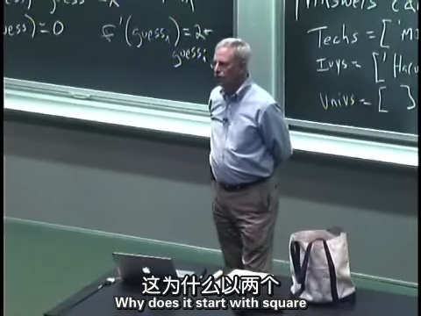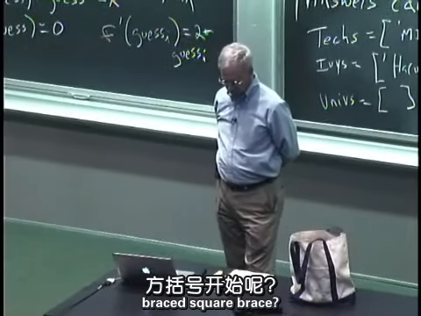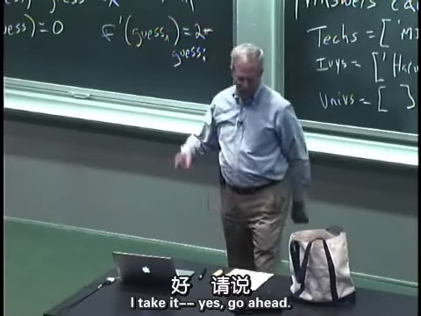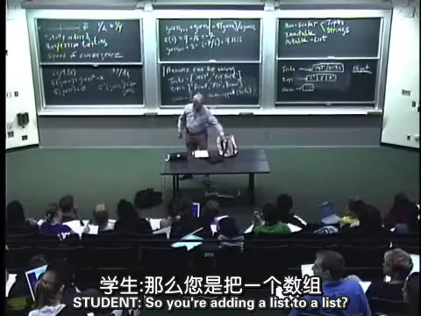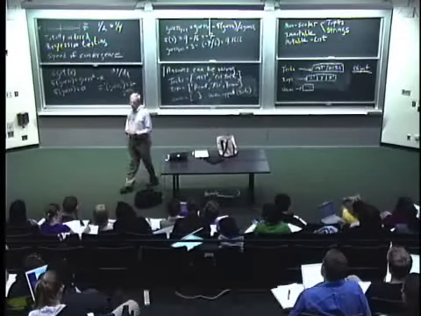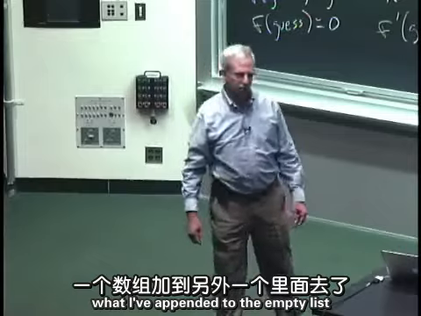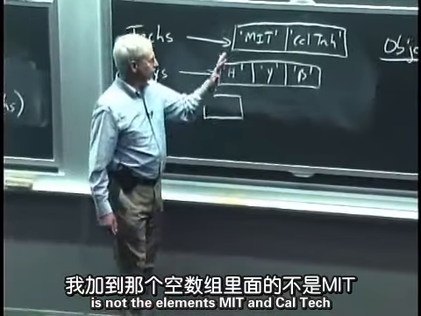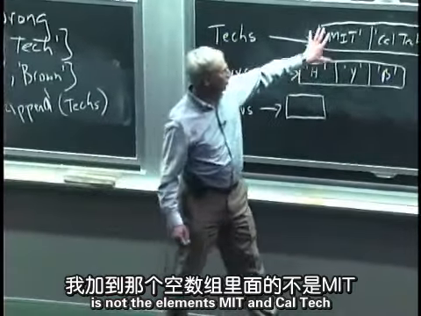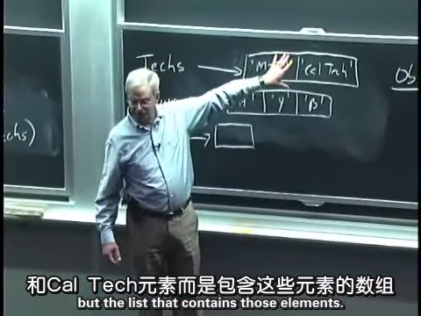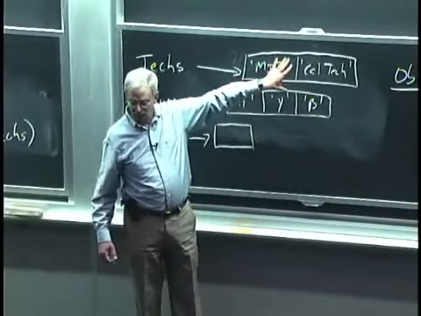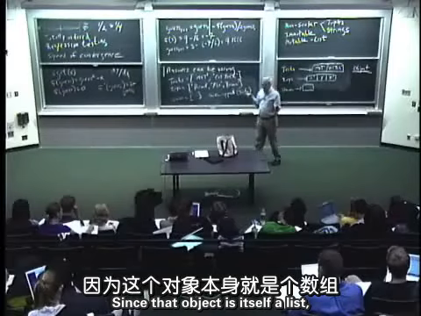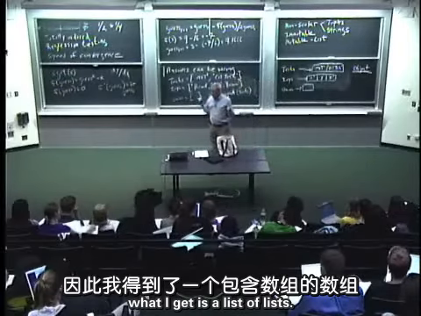Why does it start with square brace, square brace? Yes, go ahead. Because I'm adding a list to a list. What I've appended to the empty list is not the elements MIT and Caltech, but the list that contains those elements. So I've appended this whole object. Since that object is itself a list, what I get is a list of lists.